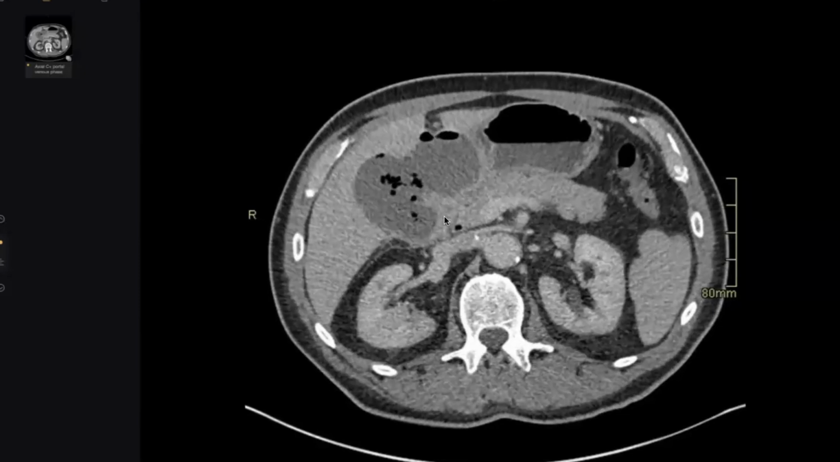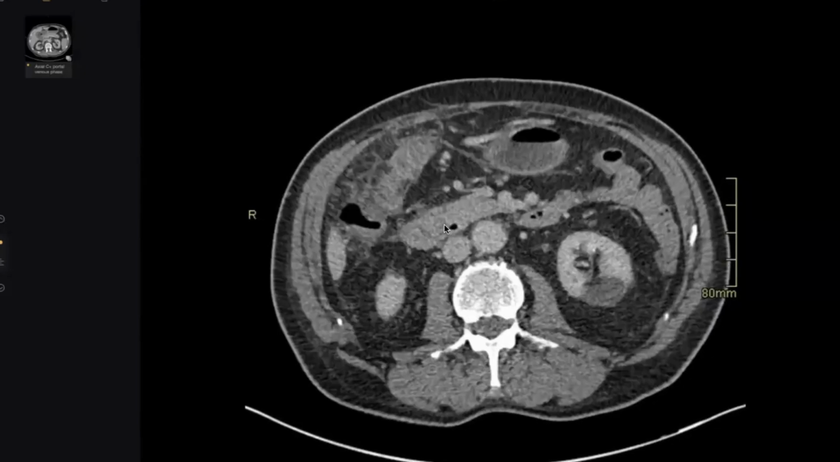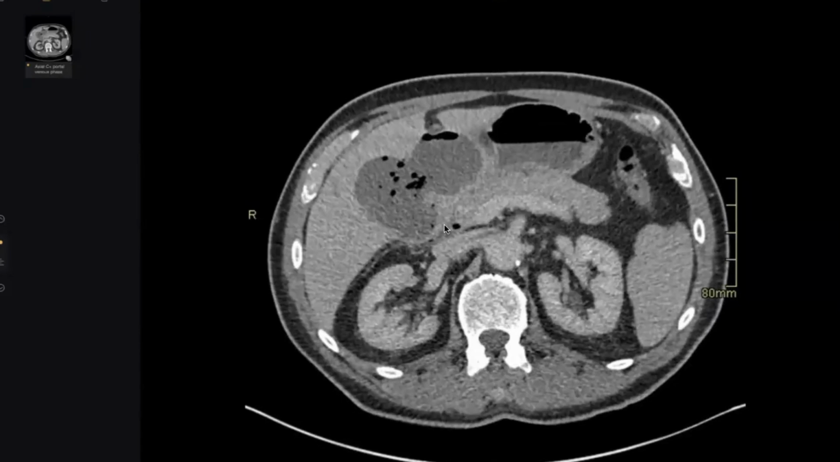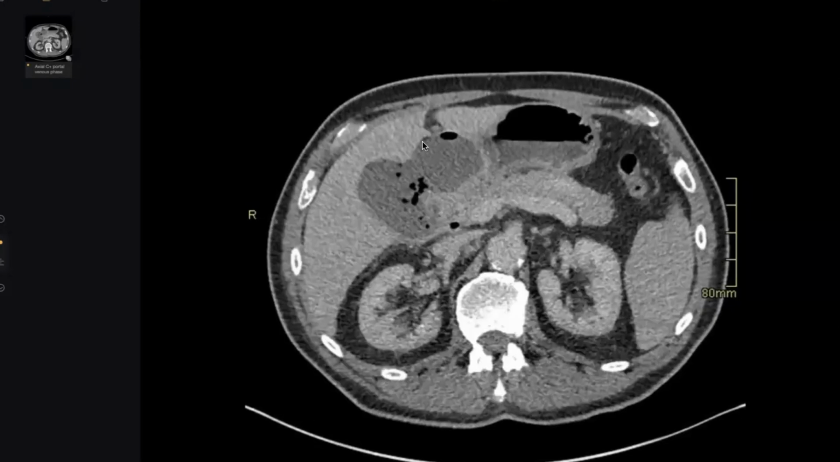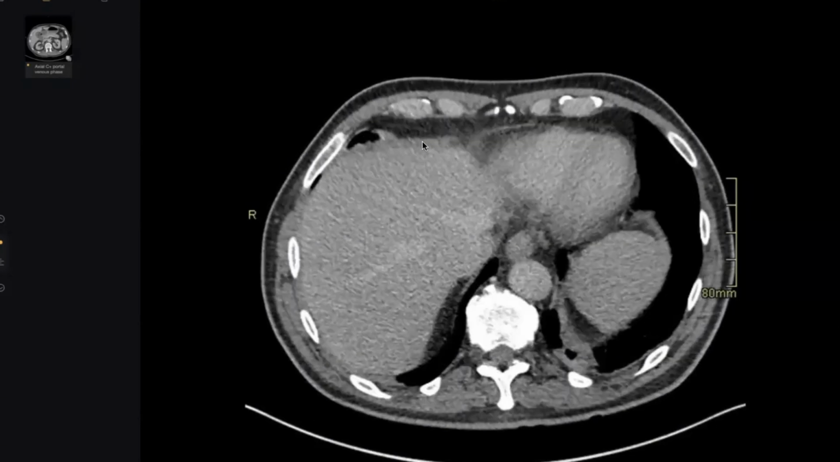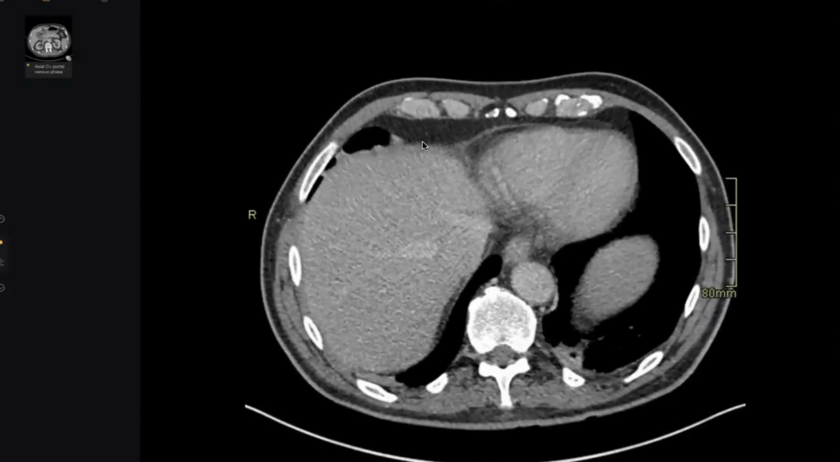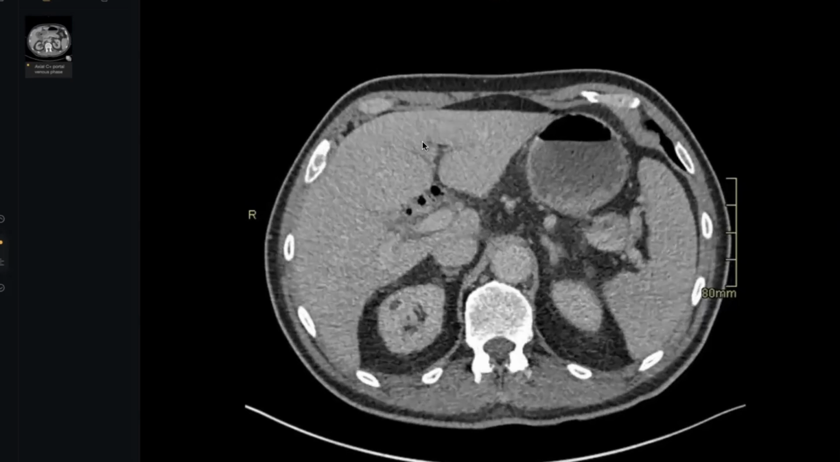Is there any clue for duodenum perforation? Look. Is there any clue of perforation? I think these locules, leave them out, because these have ill-defined walls. Yes, you see these locules here in the region of porta hepatis. So we have pneumobilia. We have the possibility of perforation.